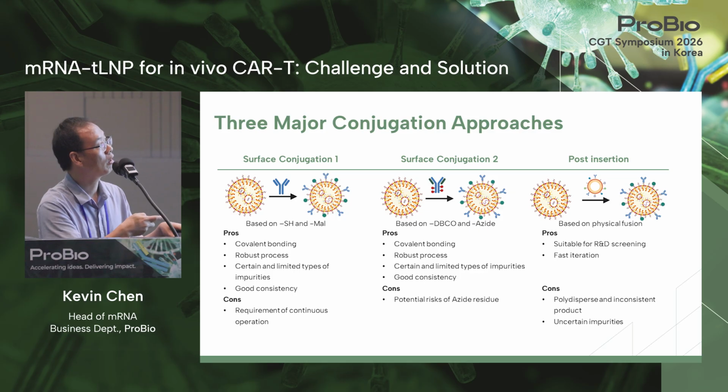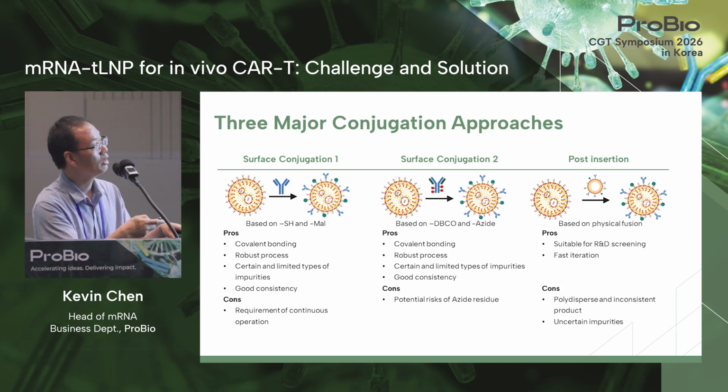The second method is based on DBCO and azide to conjugate the antibody to the LNP. Again, it's a covalent bonding, and it's also a robust process with good consistency. But the con is that it contains some potential azide residue, which is not good for the cell assay or in vivo assay. And the last one is post-insertion.